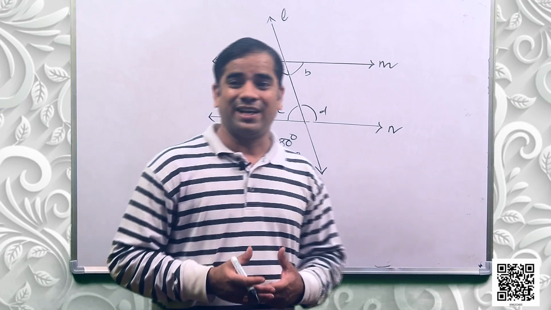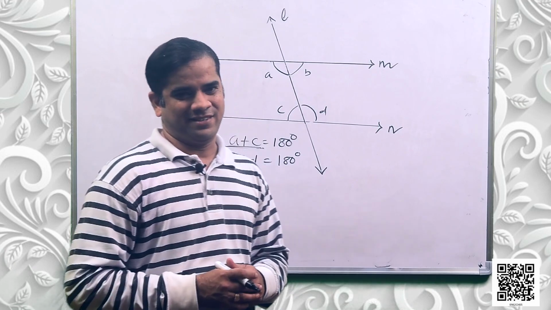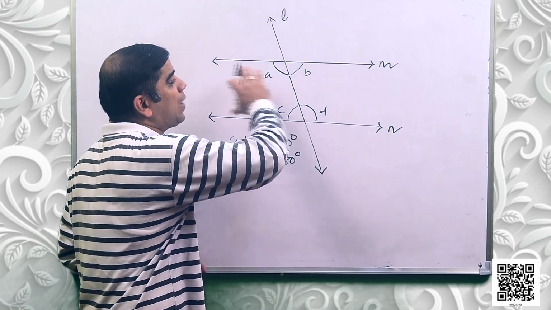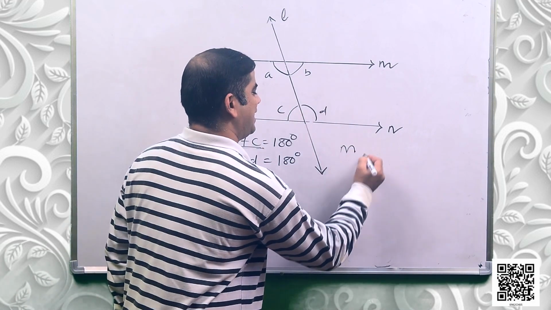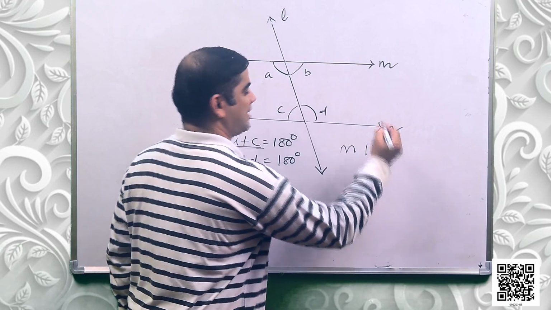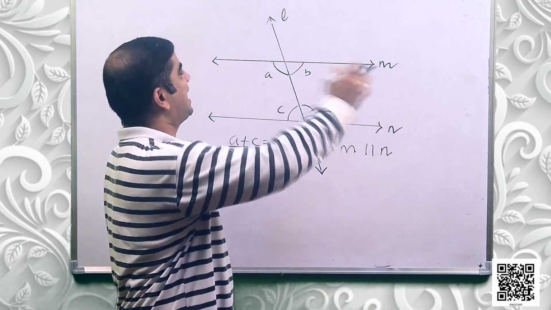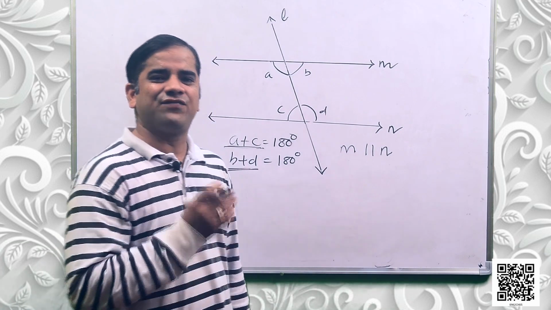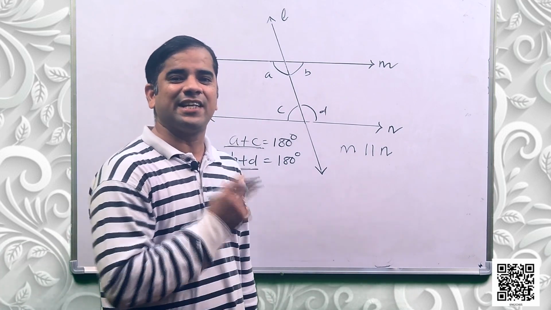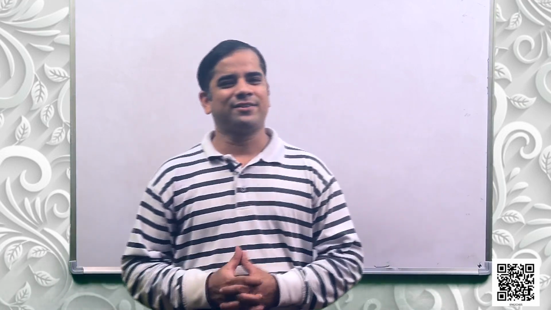And what we know is that parallel lines never meet each other. That means they maintain equal distance between themselves. So, in this case, M is parallel to N. They are not going to meet each other on either side of the intersecting line L. So, we can say that Euclid's fifth postulate implies the existence of parallel lines. Clear? So, dear students, with this I am going to conclude this chapter.